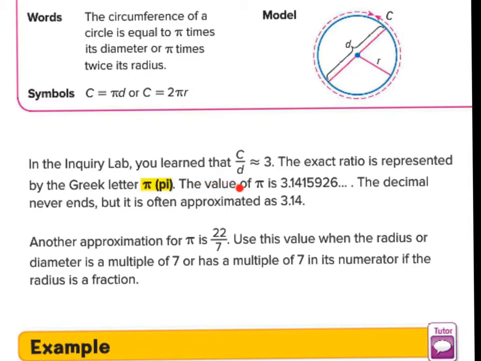The value of pi is 3.1415926, and it's actually an irrational number. Okay, it goes on forever with no pattern, no repeating decimals. The decimal never ends, but it is often approximated or rounded to the 100th place of 3.14.